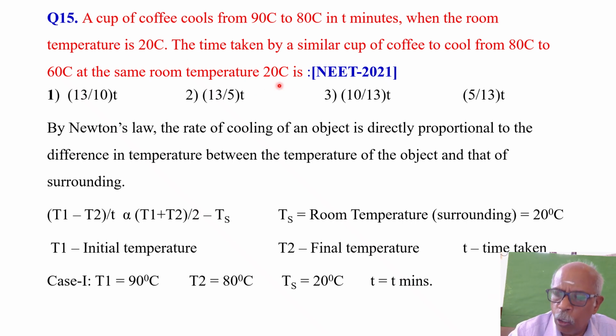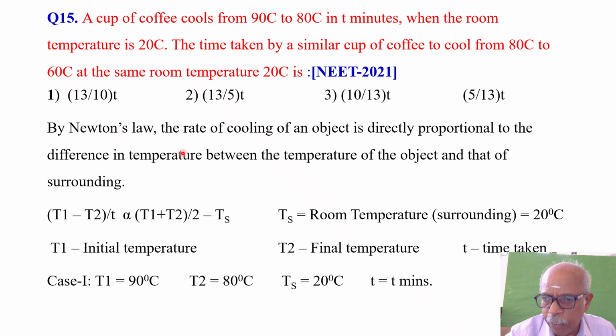Okay, is how much? We are given four options: 13 by 10 into T, 13 by 5 into T, 10 by 13 into T, 5 by 13 into T. So these are all the four options. This question has been asked in the NEET examination in the year 2021. Okay. This question has to be solved with the help of Newton's law of cooling.